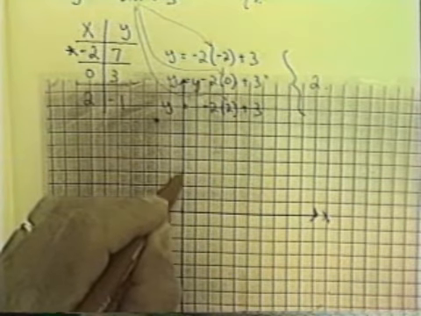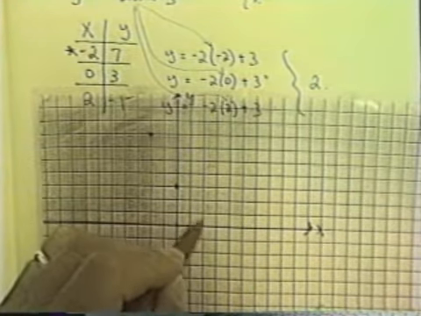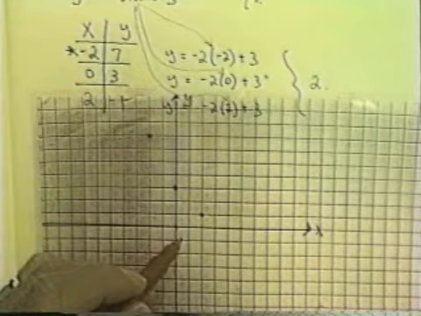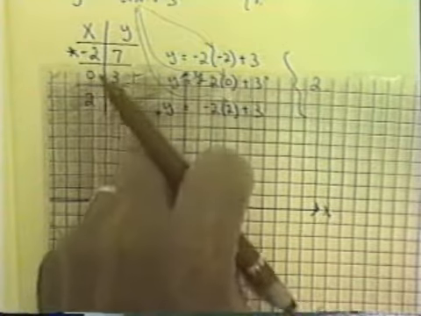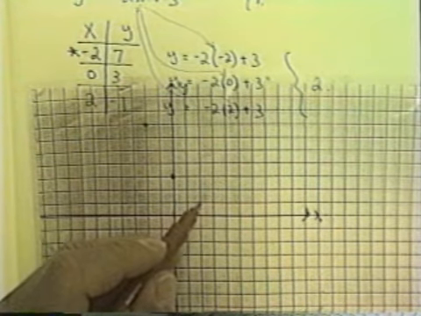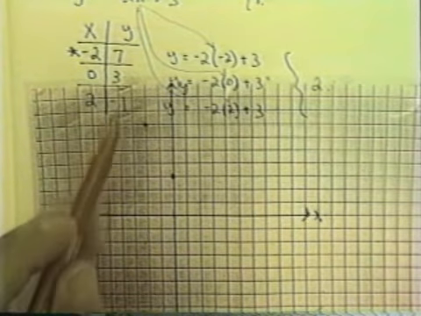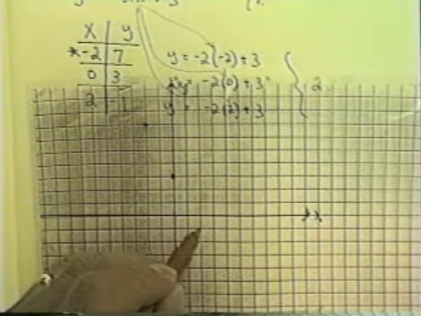Now I'm going to plot the point 0, 3. I go left and right 0, but I go up 3. And then we're going to do the point 2, 1. That means I go to the right 2 and up 1. I'm sorry, that was 2, negative 1. So to do 2, negative 1, I go right 2 and down 1. Now you see why I need 3 points. If that point had not been out of line, I may not have noticed my error.